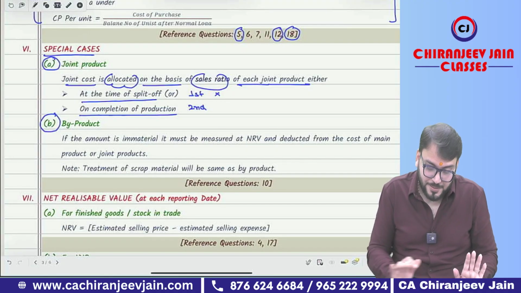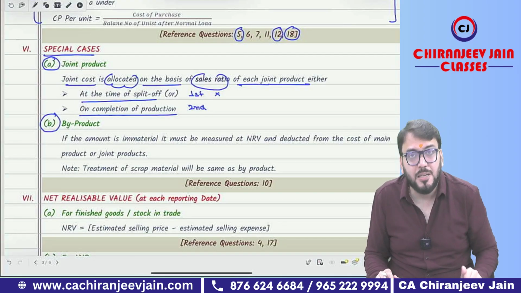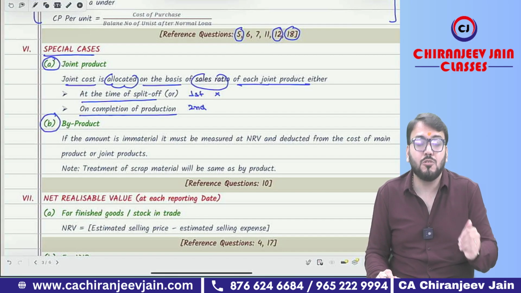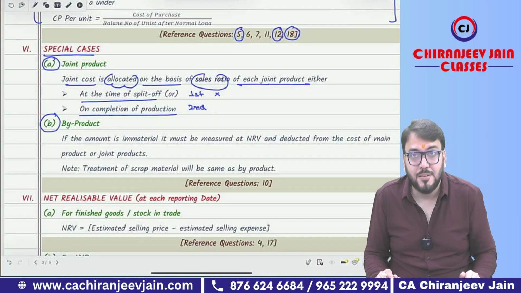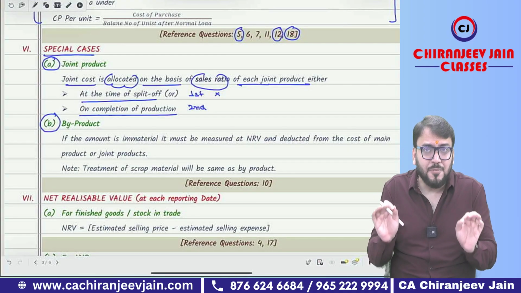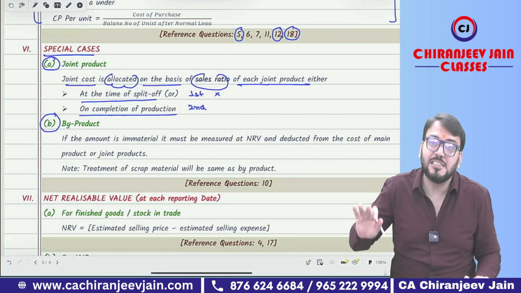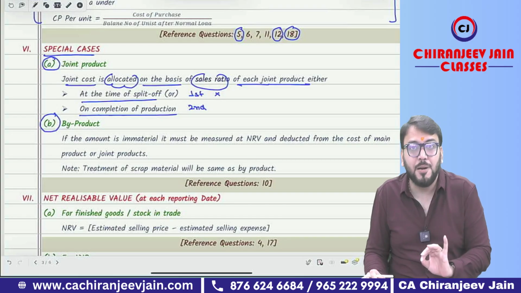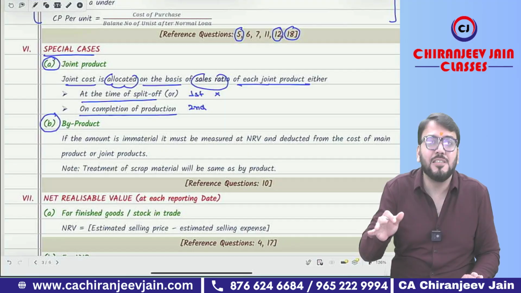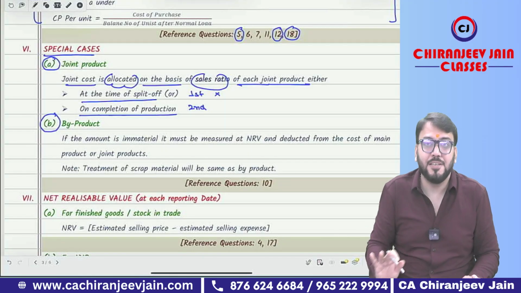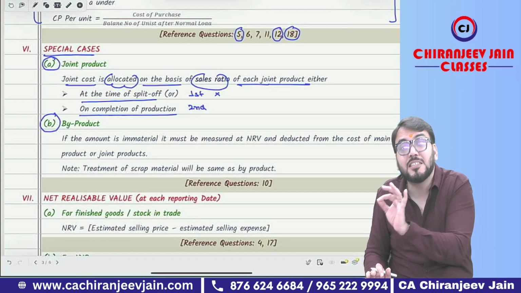Okay, sir, very easy. But sometimes with joint products, some byproduct will also be manufactured. Now the question is what is a byproduct and how is it different from a joint product? To give a clarification, byproduct and scrap material are different. Scrap materials are wastage. They cannot be sold in the consumer market. Scrap can be sold in the scrap market.